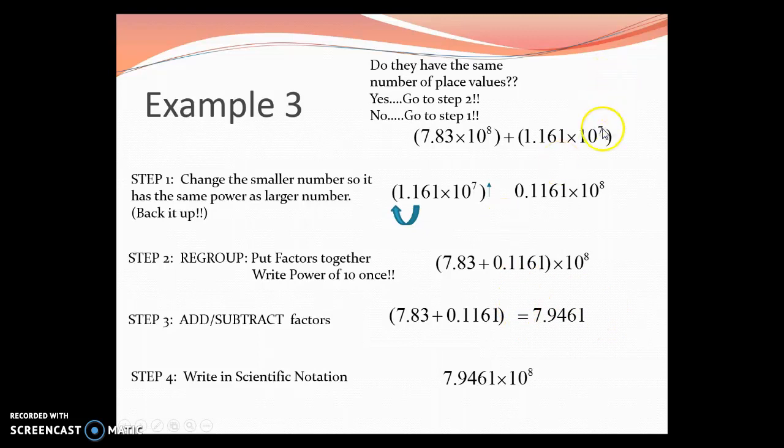If we change the bigger number, then we'd have to move it forward and bring this one down. We'd be at 78.3 plus 1.161, and then we'd have a 79 point something, and then we'd have to move it back again at the end of the problem. So if we always change the smaller number to have the same place value as the larger, back it up, we won't have to do an extra step at the end. We'll be done in this step right here, which is pretty nice.